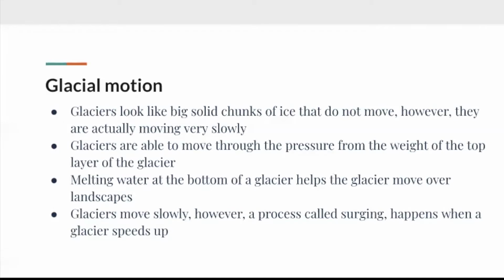This can last for about a year. For example, in June, July, and August, some glaciers might surge and move really fast, and then for the rest of the year, they're just moving at a normal rate. Others may surge only periodically, and this can happen between every 15 and 100 years if it's periodic.